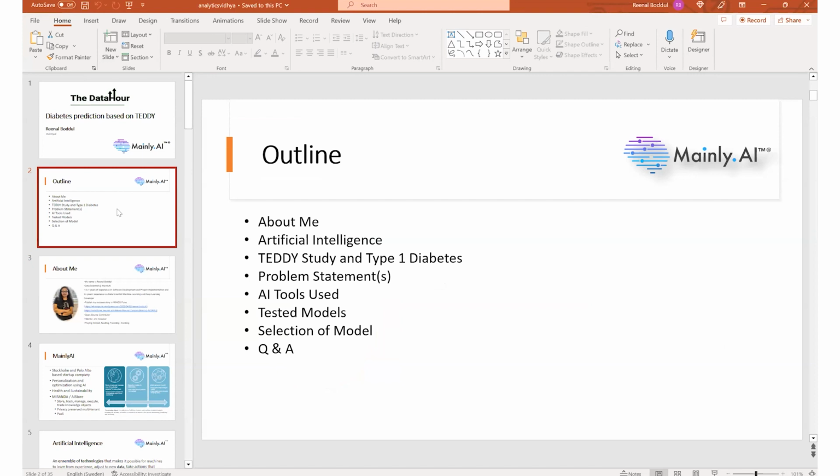Then we will look at the kind of data which we use for type 1 diabetes prediction, what the problem statement is which we are solving, the AI tool which we have used, which model we have used, and the selection of the model. And definitely at the end we will have the Q&A session. So let's begin with the webinar.